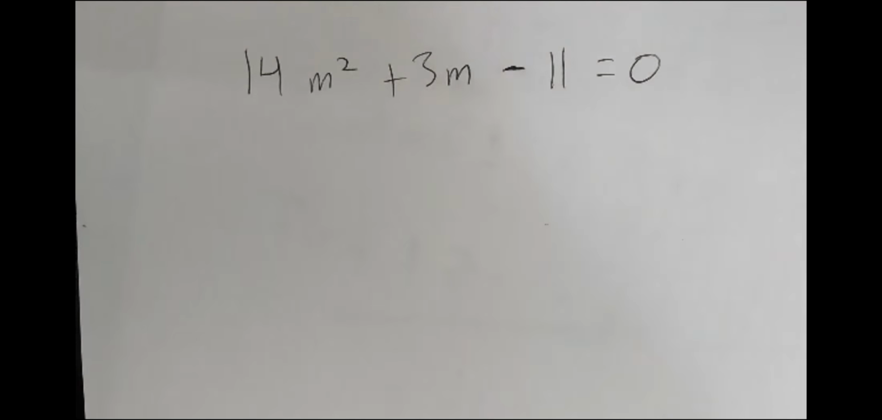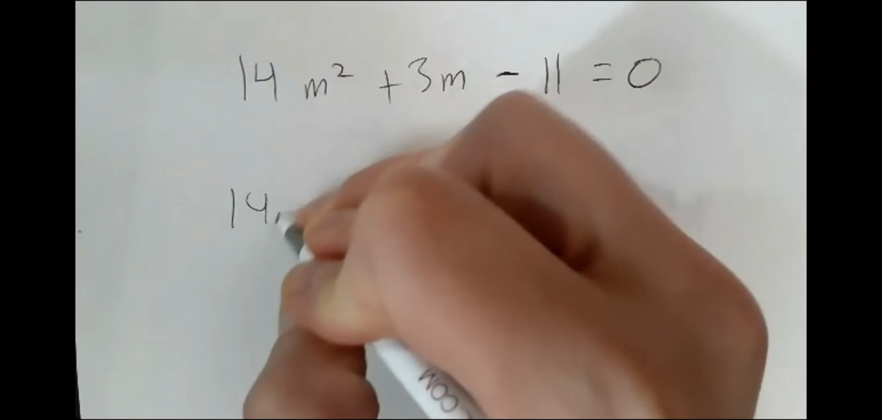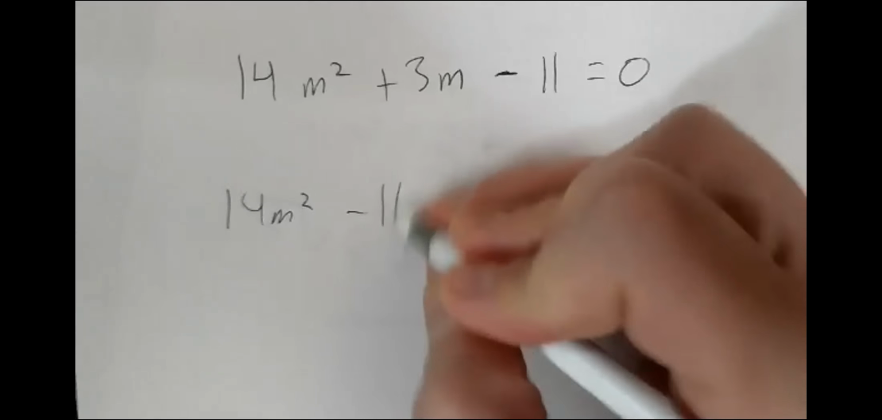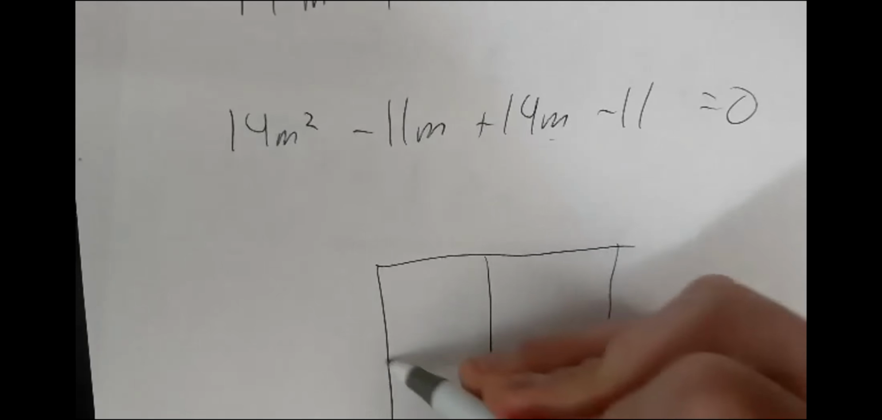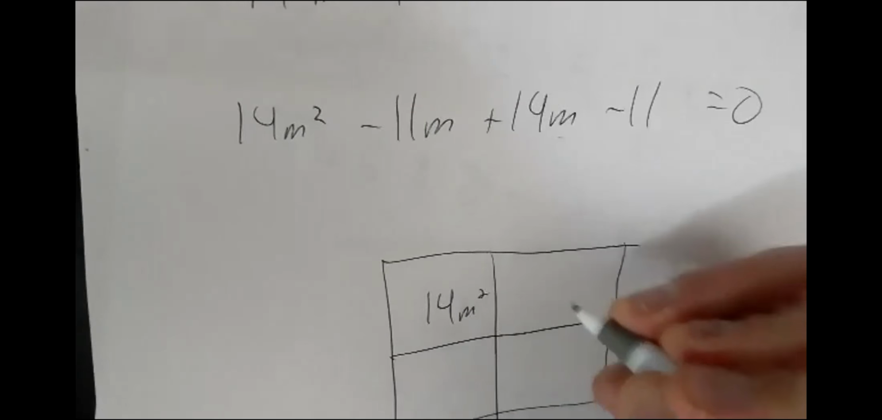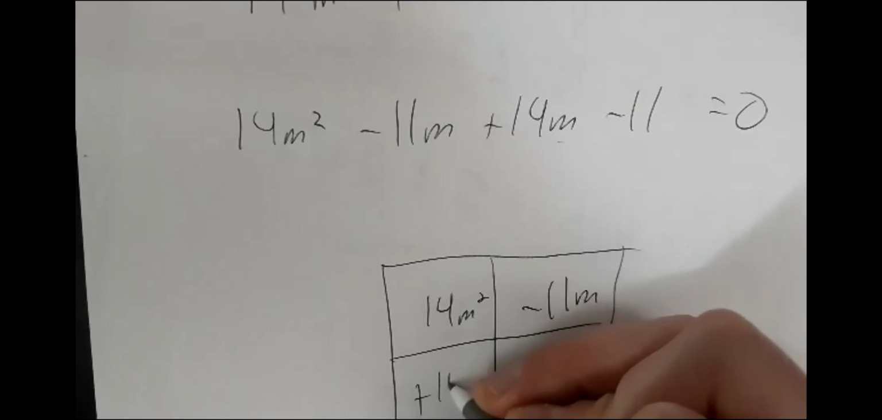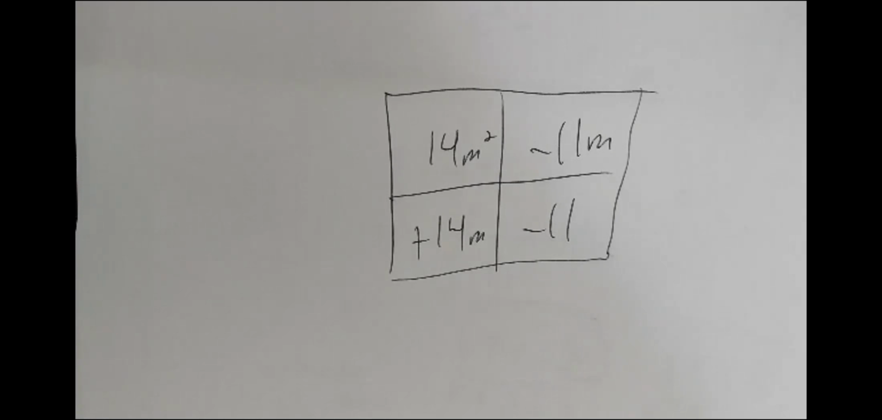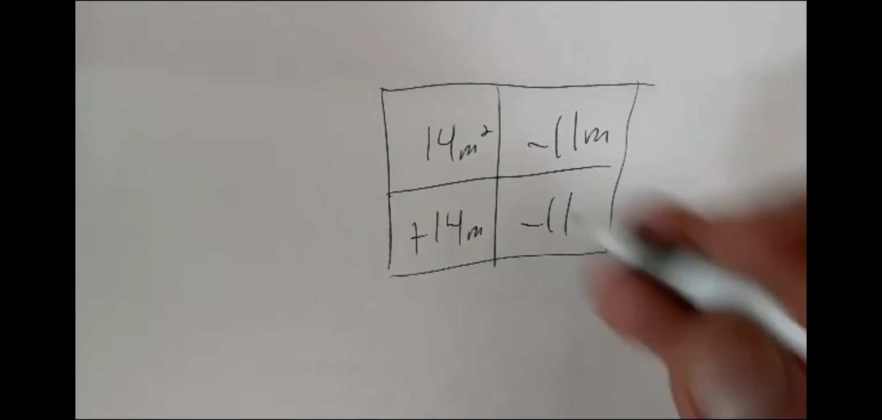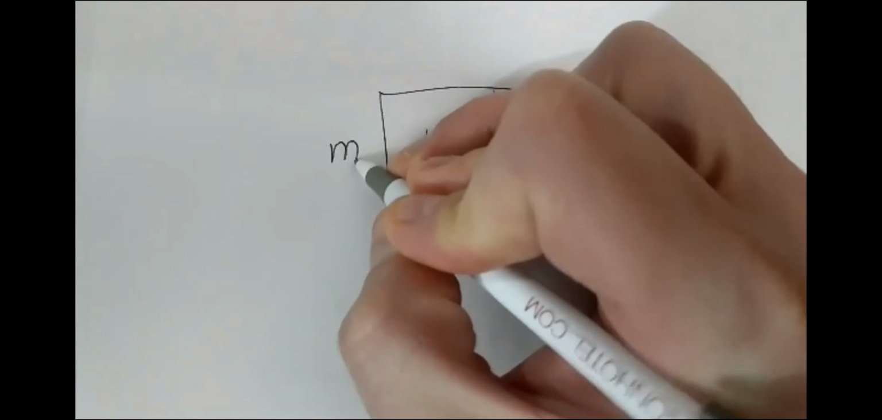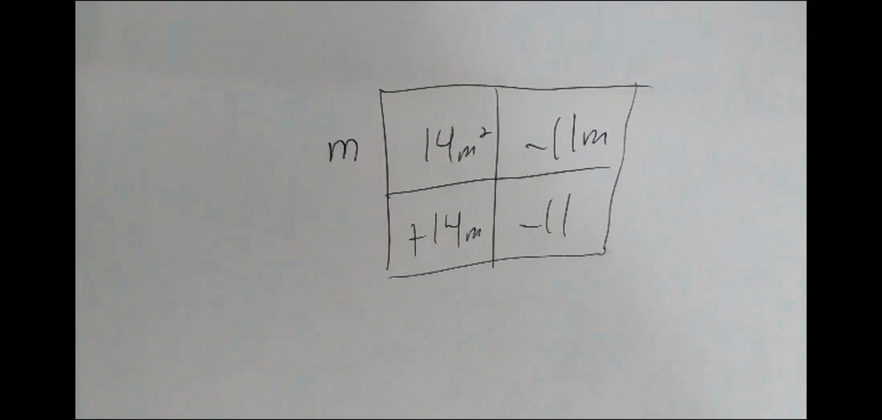So 14m squared minus 11m plus 14m minus 11 is 0. I haven't done the box method in a minute. I think I kind of want to do that. So if I'm looking between 14 and 11, I don't think I could take out anything. Between m squared and m, I could take out an m. 14 and 11, I got nothing.